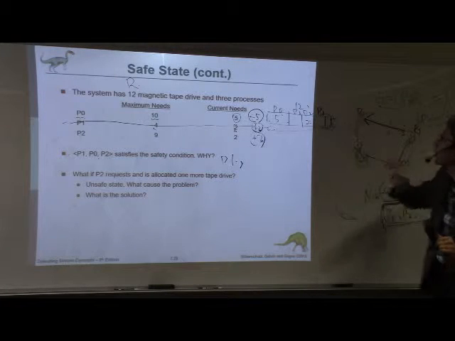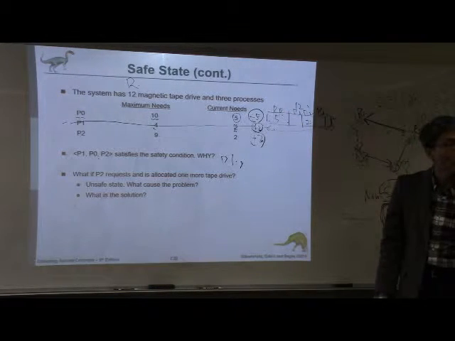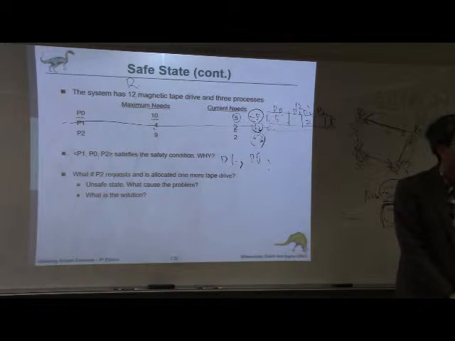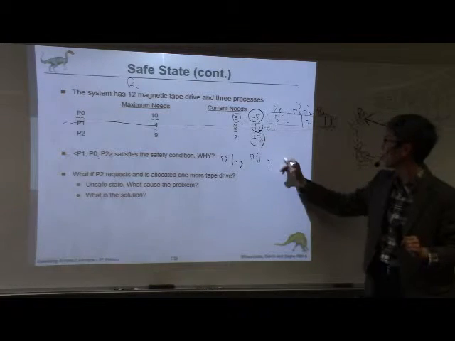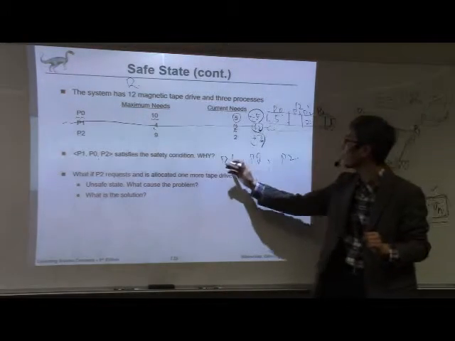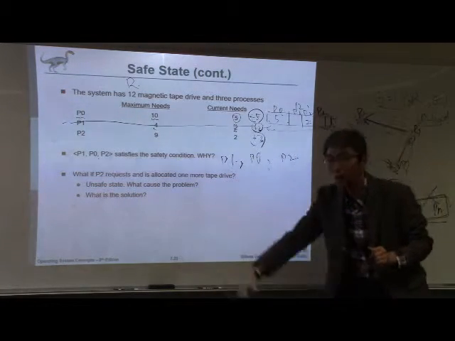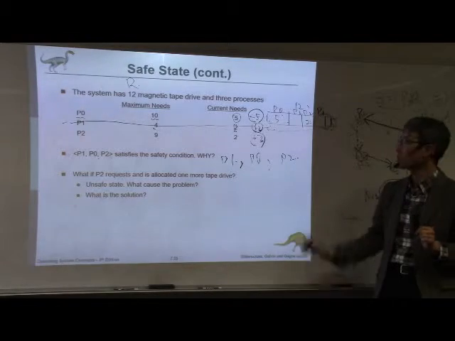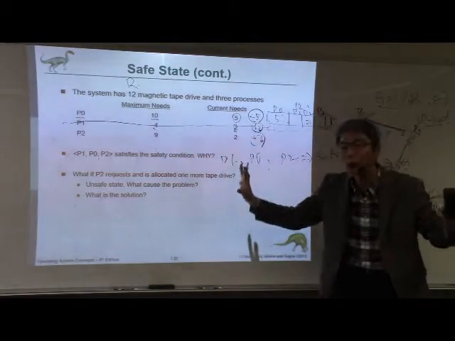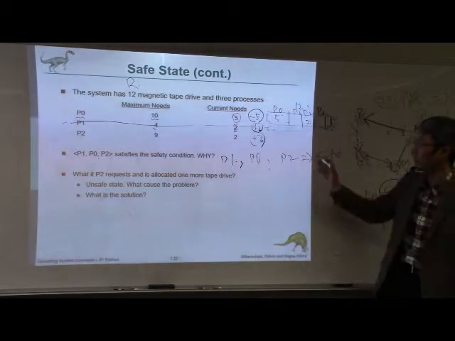Then if 5 of them are available, we can terminate P0, right? So P0. Then, finally, P2 will be terminated. So we can find a sequence of processes that is guaranteed to terminate all the processes. So this is a safe state. There might be no problem in terms of deadlock. Okay? So that's the safe state.